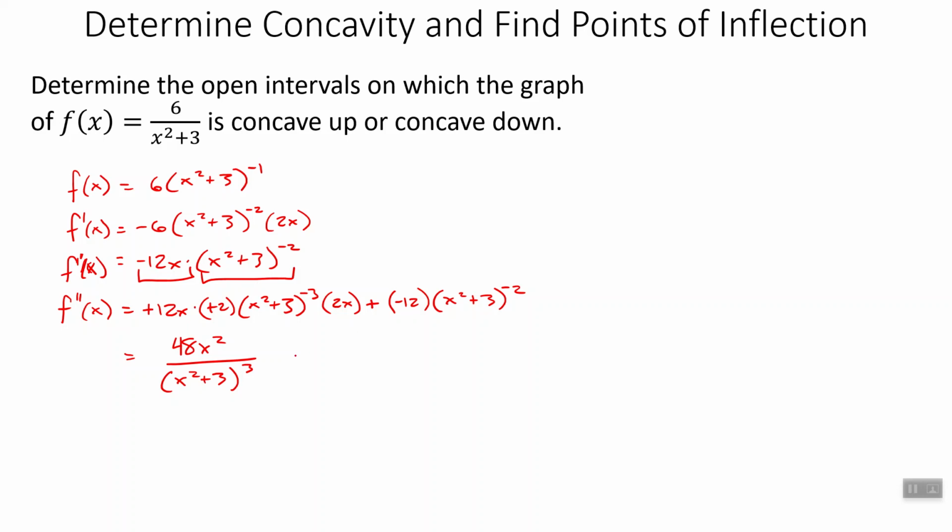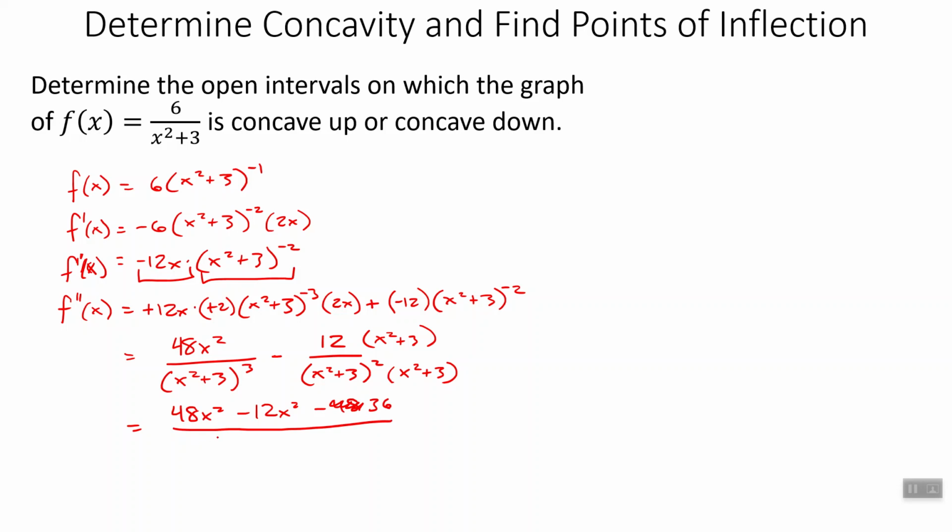The other one, let's see, we could say plus or minus. Minus. Now I'm just going to put the 12 on top. So the negative sign from the 12 is out here. And we've got x squared plus 3 squared. All right, so now we need a common denominator if we want to put this together. So we need another x squared plus 3 down here. Anything we do to the bottom of a fraction, we also have to do to the top of a fraction. So we're going to get 48x squared minus 12 times x squared minus 12 times 3. Oops, 36. It's 12 times 4. All over x squared plus 3 cubed.